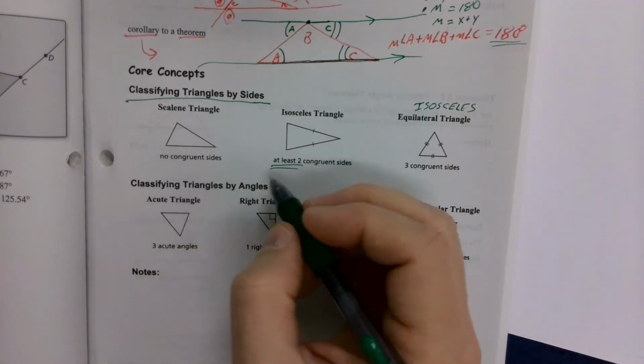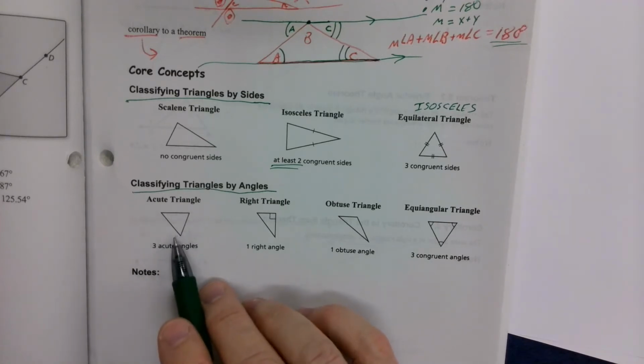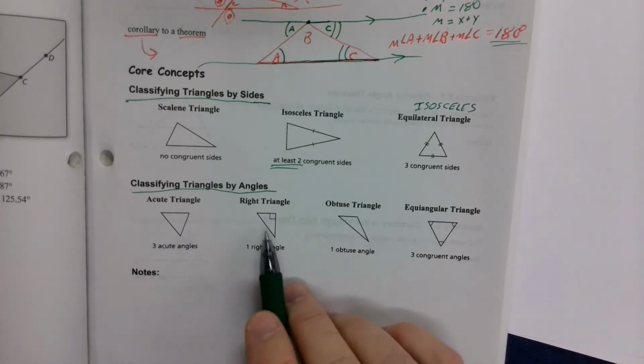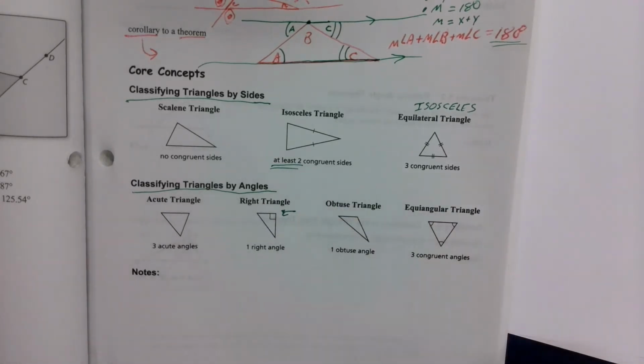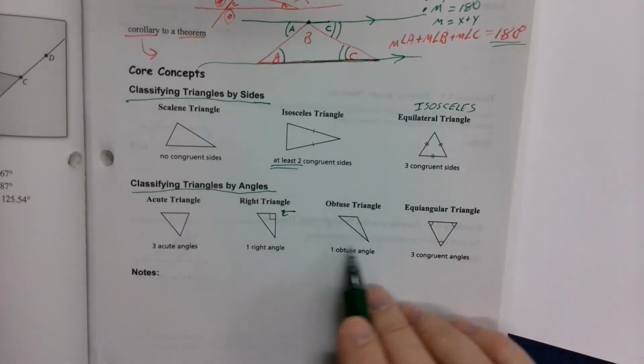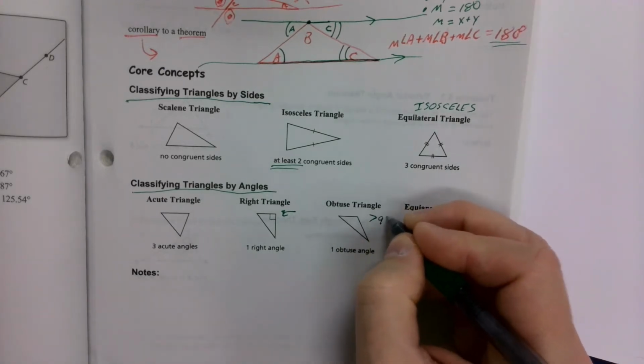Now, if we classify triangles by angles, there are basically four types. Acute, which means all three angles are less than 90 degrees. Right, which means there is one right angle. Obtuse, which means you have one angle that is greater than 90 degrees.